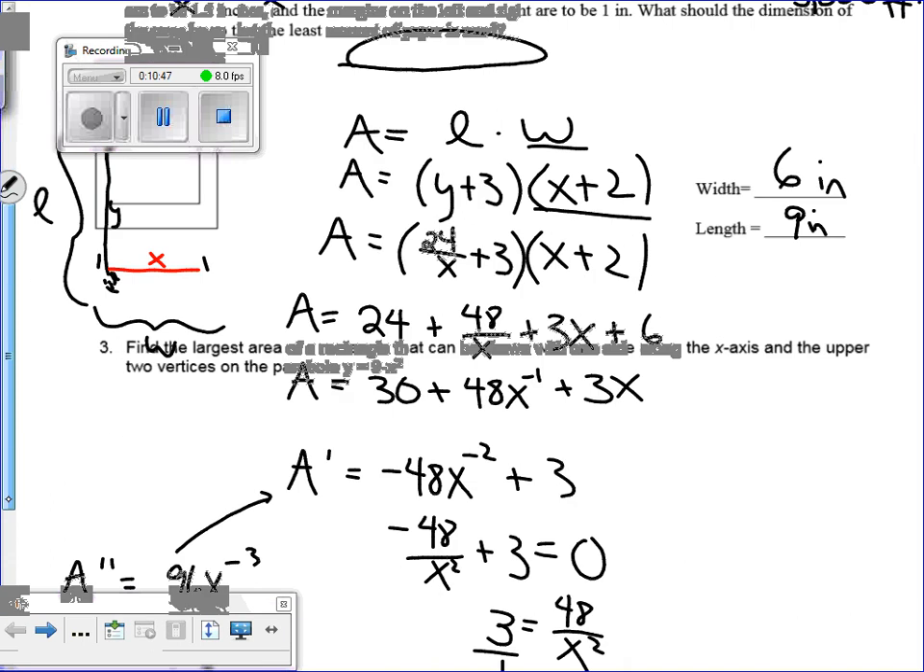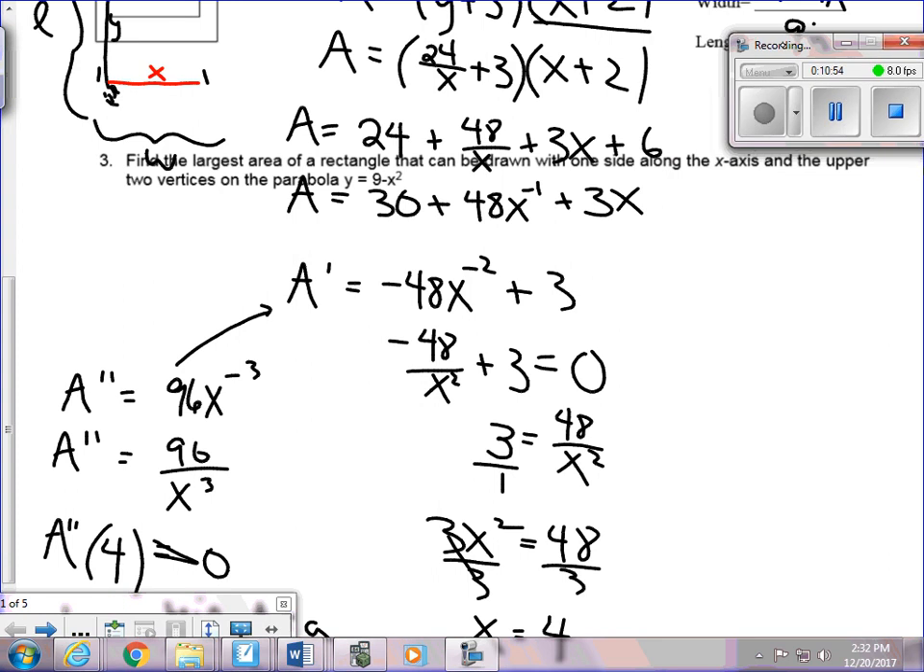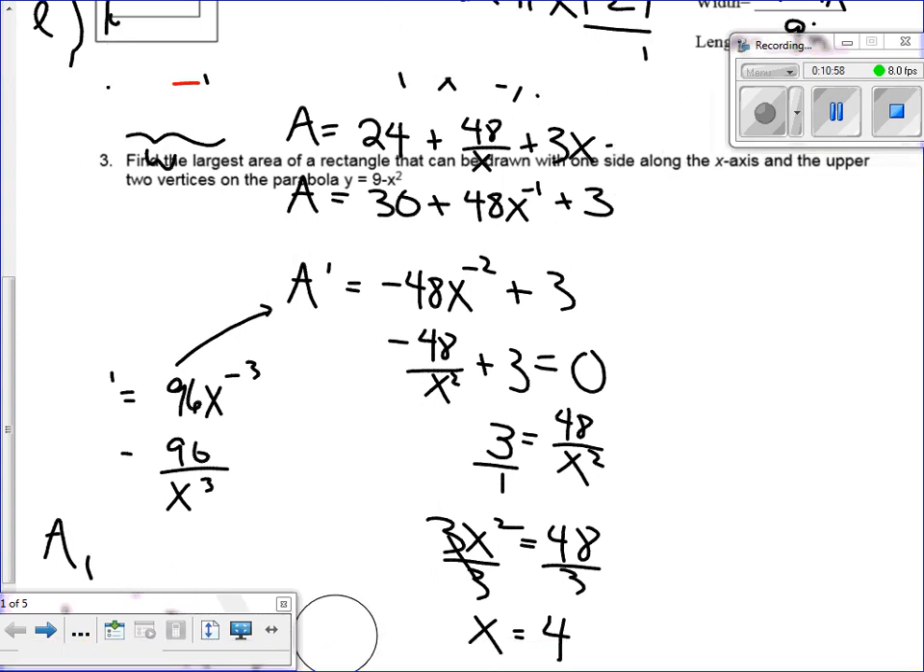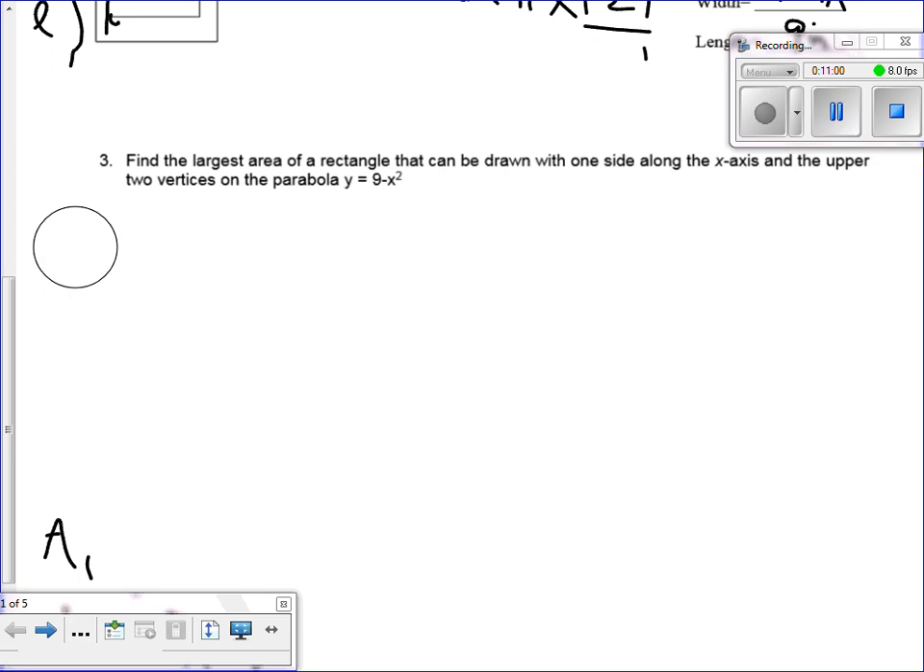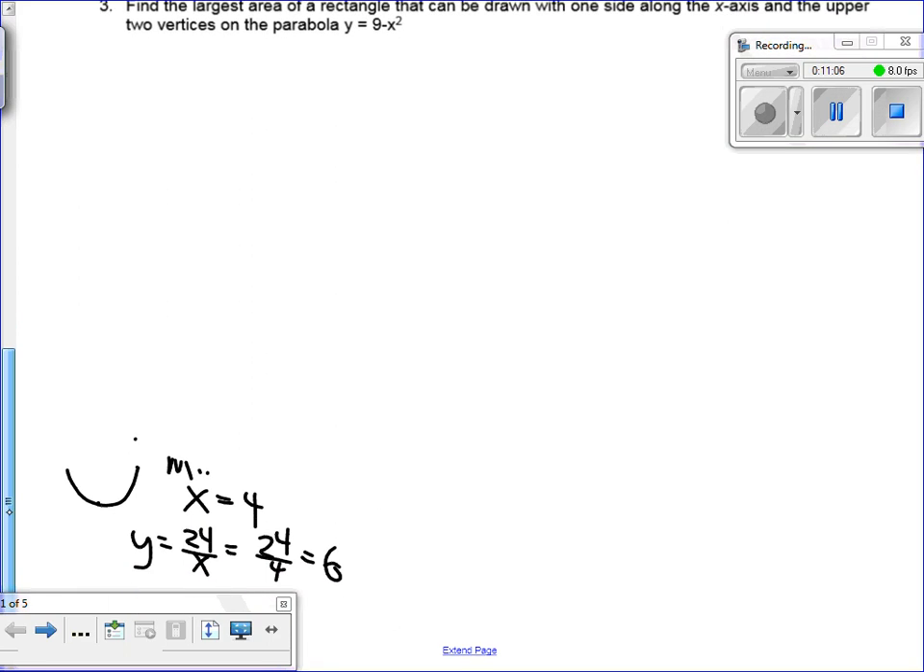Okay. Sorry about how this is kind of too small. So I got to keep erasing. All right. Okay. In our next problem, we've got, let me just erase this.